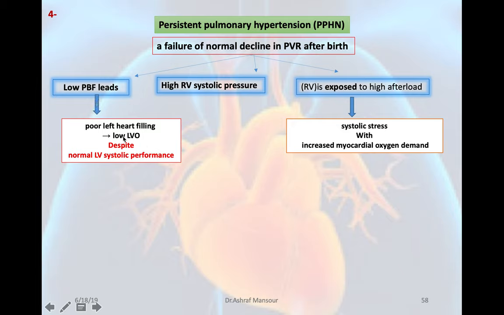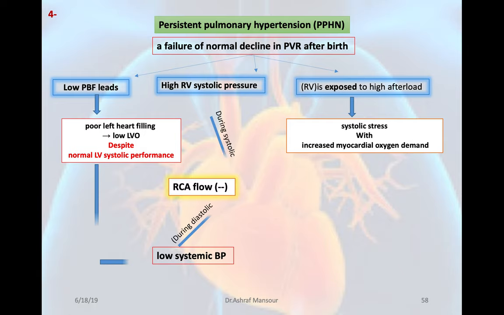So there is poor left heart filling. The left heart filling will decrease, so the left ventricular output will decrease despite the normal left ventricle systolic performance. Systolic stress with increased myocardial oxygen demand will occur here from the right ventricle exposed to high afterload.